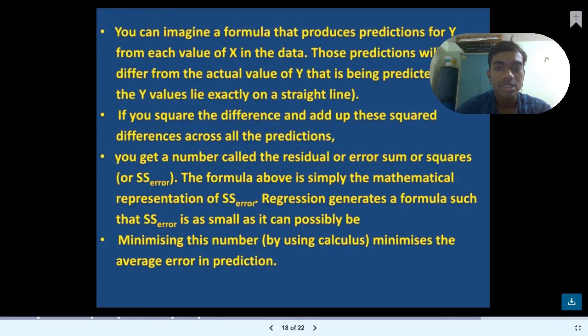The formula above is simply the mathematical representation of squared errors. Regression generates a formula such that the squared error is as small as it can possibly be. Minimizing this number by using calculus minimizes the average error in prediction. We'll be going through this via questions, so we'll be able to understand this better.